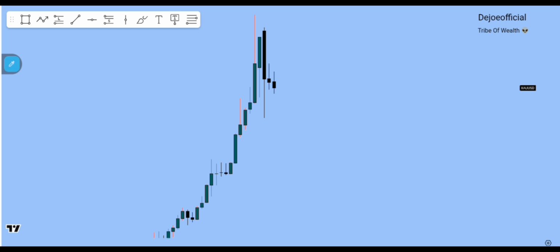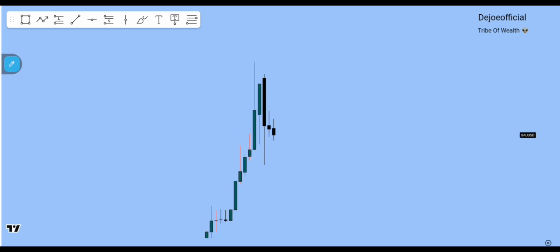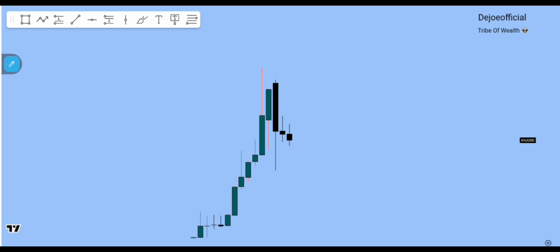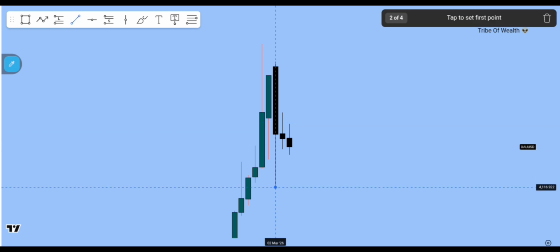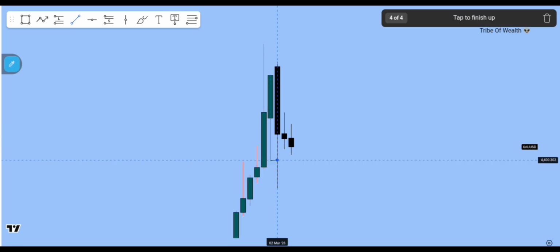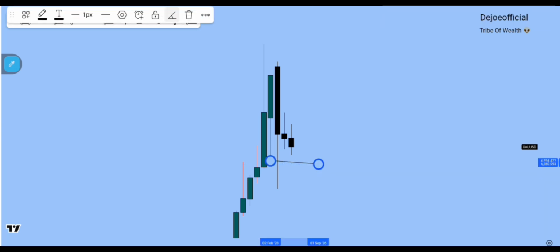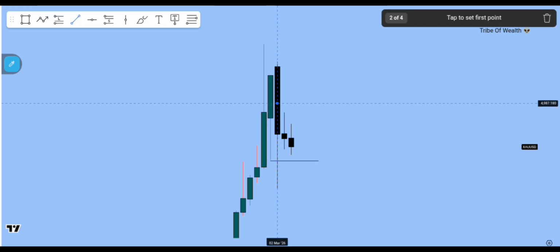So on this XAUUSD, this is the monthly time frame. As you can see, the last three candles are bearish, which has already given us that gold is bearish for now, and it's currently ranging inside this particular CRT here.